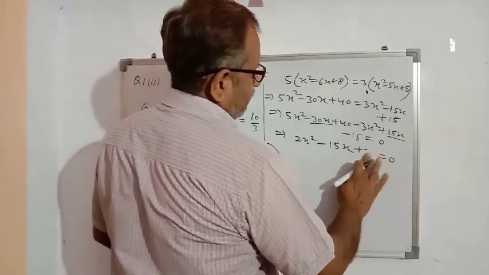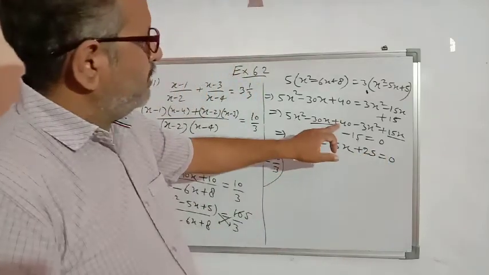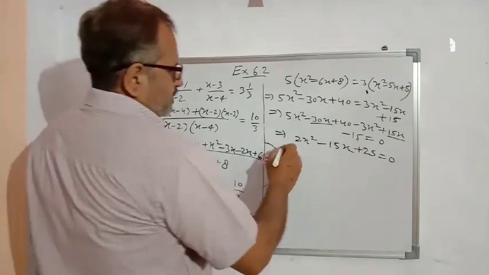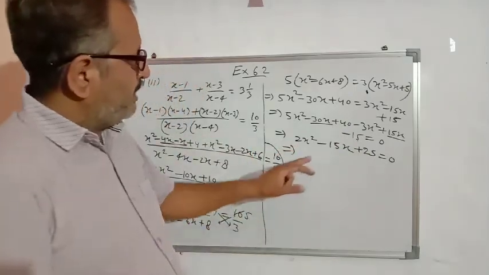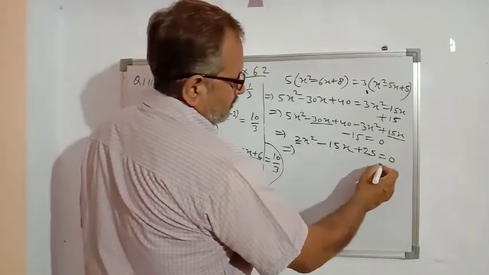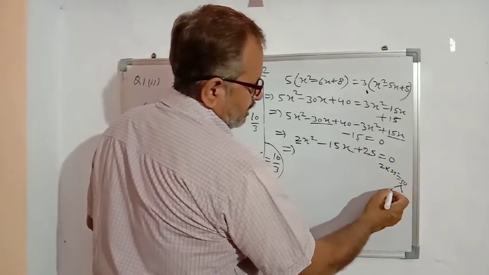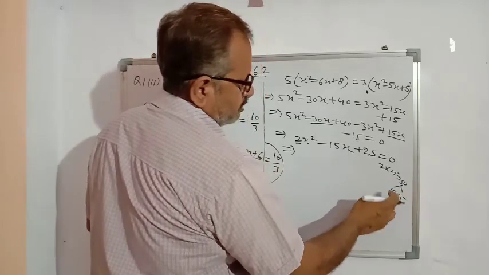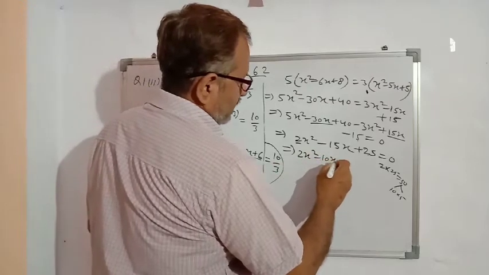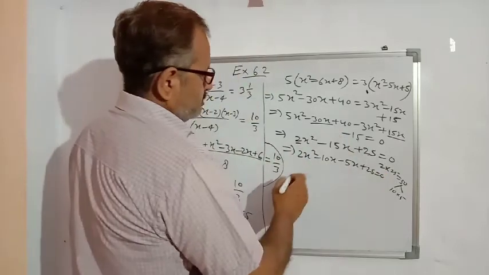Not 30, 25. It will be 25. 40 minus 15, it will be 25. Now factorize it. Coefficient of x square is 2, times 25, it will be 50. Take the two factors of 50, 10 and 5. So 10 into 5 is 50, and 10 plus 5 is 15. 2x square minus 10x minus 5x plus 25 is equal to 0.